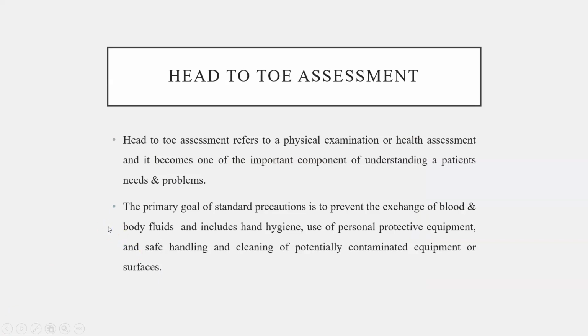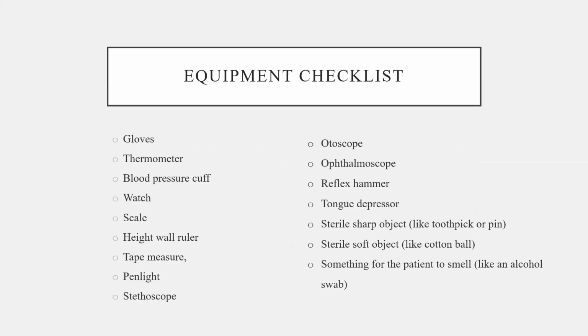Now we go to the head to toe assessment. Head to toe assessment refers to a physical examination or health assessment, and it becomes one of the important components of understanding a patient's needs and problems. The primary goal of standard precautions is to prevent the exchange of blood and body fluids and includes hand hygiene, use of personal protective equipment, and safe handling and cleaning of potentially contaminated equipment or surfaces.